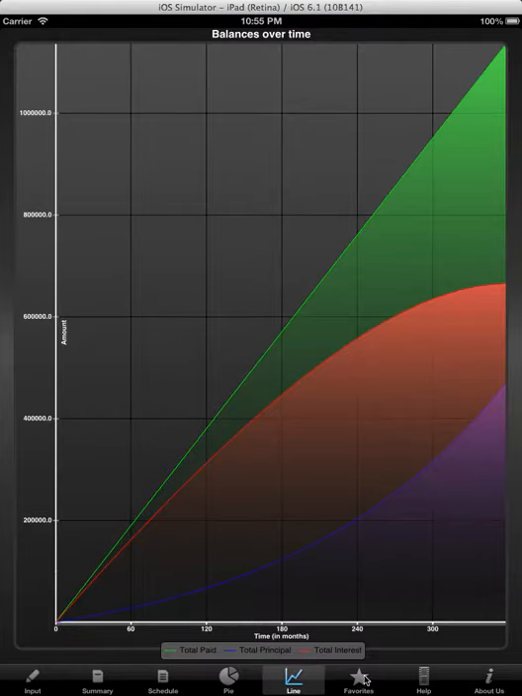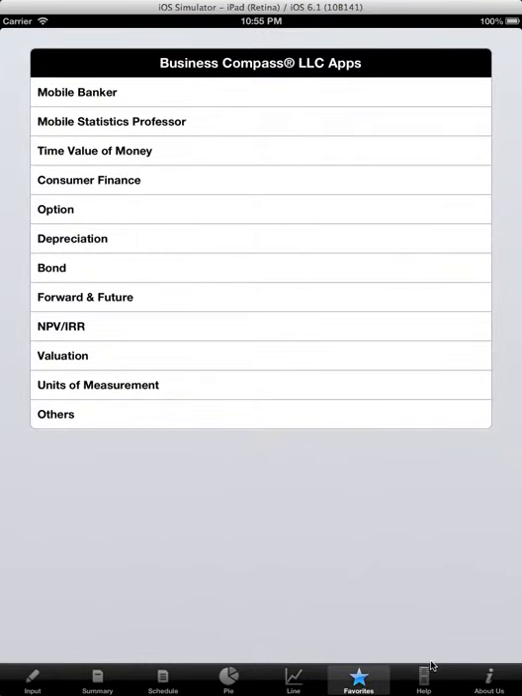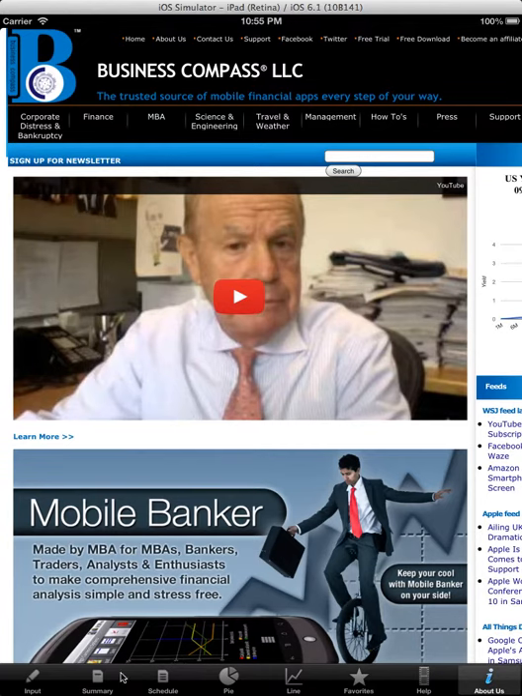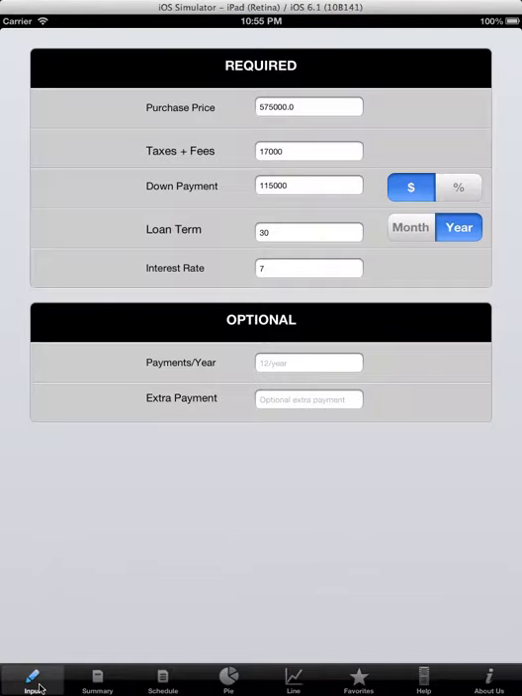So that's how the graph looks like, and there are some of our favorite apps. And if you want to watch the help video, here it is here, and here it is about us. So with this, I concluded the amortization application.